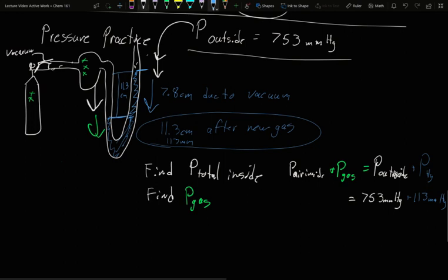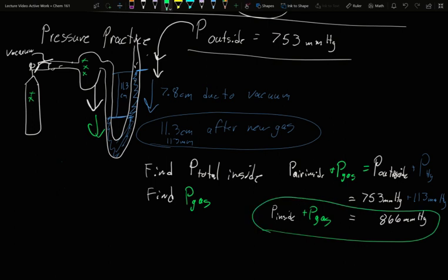Well, I can add those up. That means our total on the outside is 866 millimeters of mercury. That's got to equal the total inside. So our pressure inside from the original air plus the new gas equals 866 millimeters of mercury. So that answers our first question. What is the total pressure?